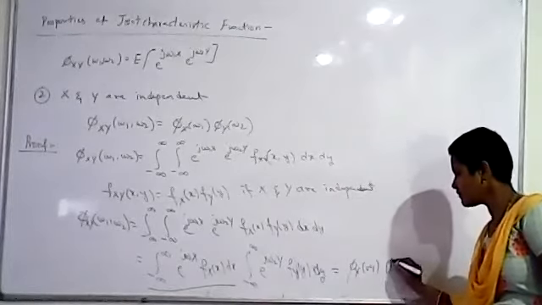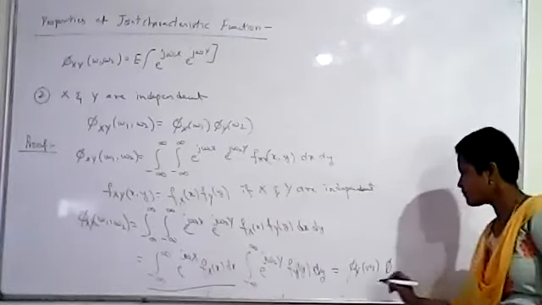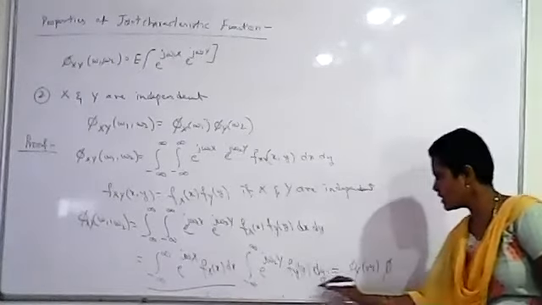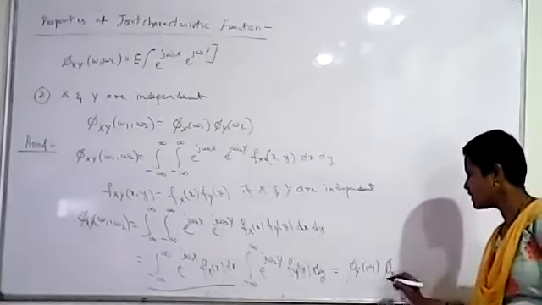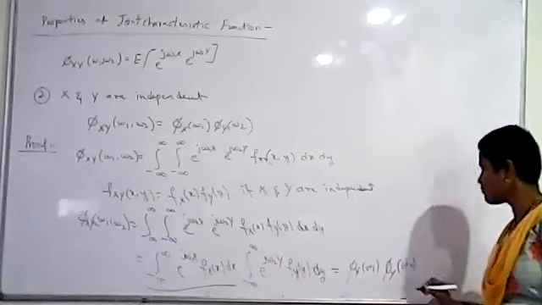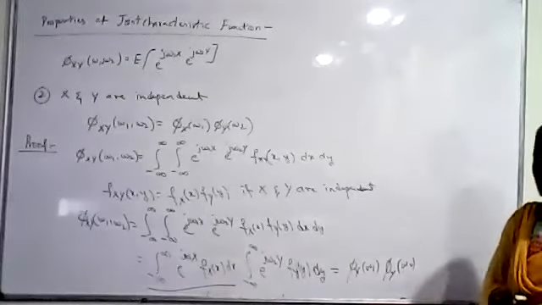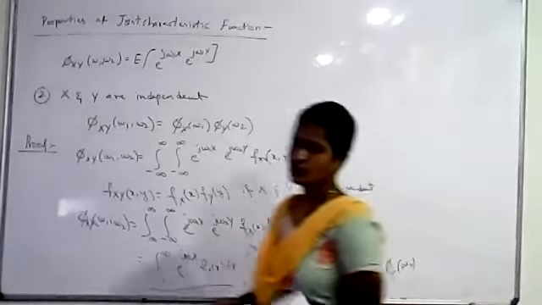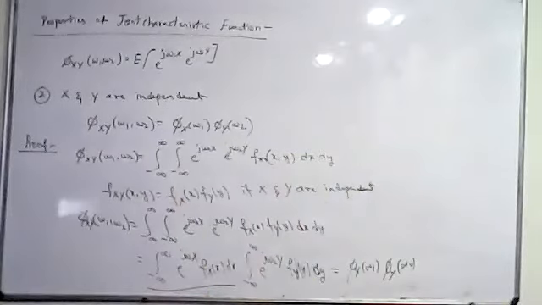whereas the second integral, if you observe, it is function of only y, yes or no? You see here, we have only y here, and it is function of omega 2. So it is phi x of omega 1 into phi y of omega 2. Okay. So this is our second property of joint characteristic function.